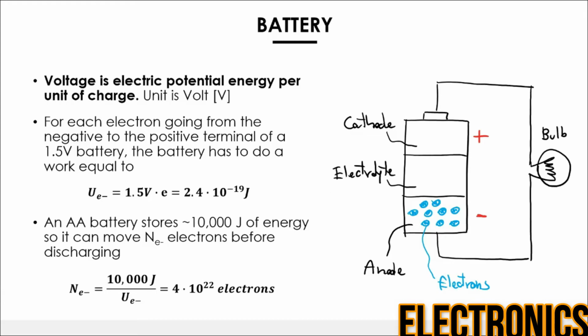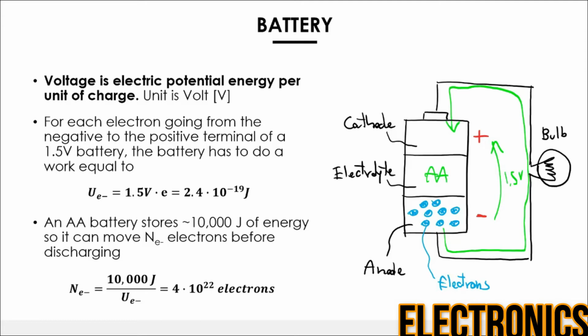Let's continue to analyze the example of the battery connected to the light bulb. If this battery is an AA battery, that means that we have a difference of potential equal to 1.5 volts between the two terminals. What does it mean? As we discussed before, voltage is the electric potential energy per unit of charge, and it's measured in volts. So that simply means that for each electron that goes from the anode to the cathode, the battery will have to do some work to push the electron across the circuit.